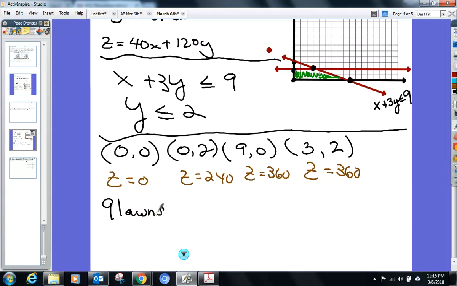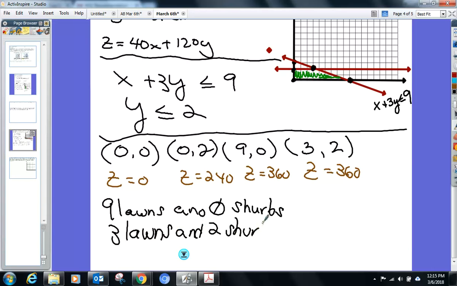Okay, so 9 lawns. Got to write a concluding statement here. 9 lawns and 0 shrubs. If you didn't feel like doing that, you could also do 3 lawns and 2 shrubs. And does it ask for the maximum amount of money? So it just says find a combination of mowing lawns and pruning shrubs that will maximize the income. There you go. You can do either one, whatever you prefer. I'd probably go the 9 myself.